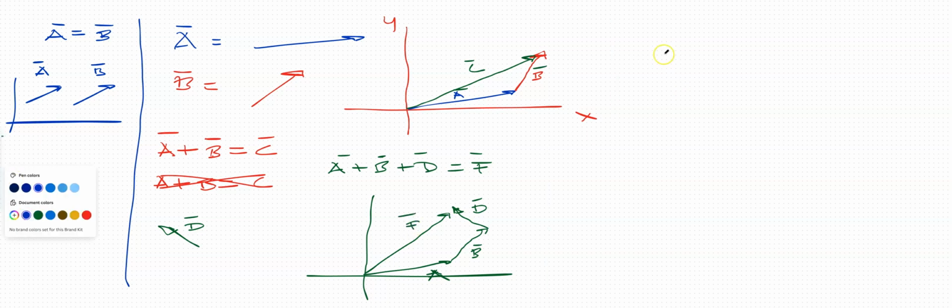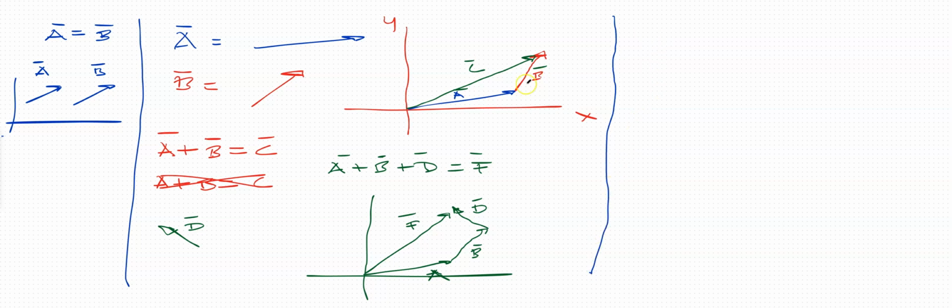And now let's take a look at this. Let's go back with a simple A plus B, which we did here. This was A plus B equals C. So what happens if we do B plus A?